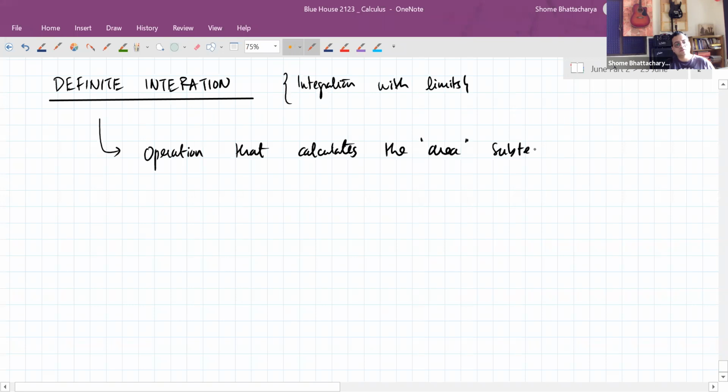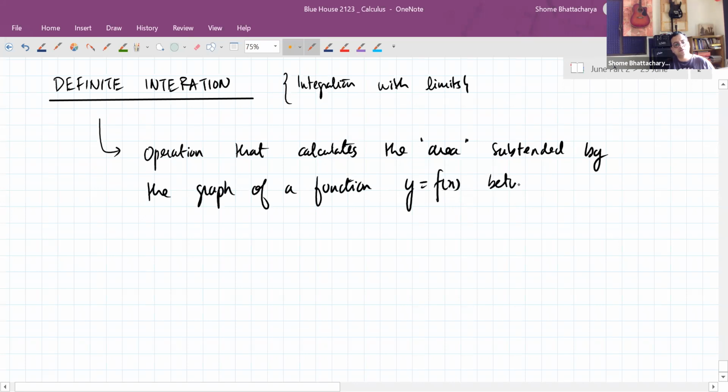subtended by the graph of a function between any two what we call limits.